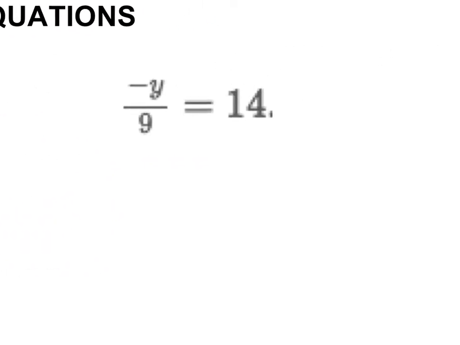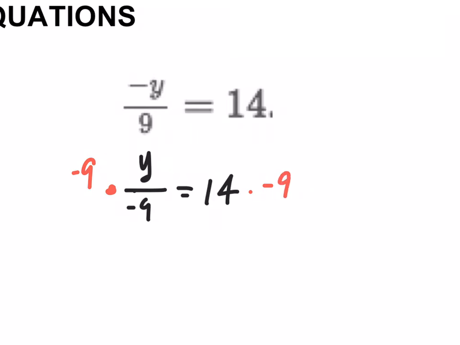Same thing over here: negative y divided by 9. I'm going to rewrite this as y divided by negative 9 is equal to positive 14. So if I'm dividing by negative 9, the opposite of dividing by negative 9 is to multiply both sides by negative 9.